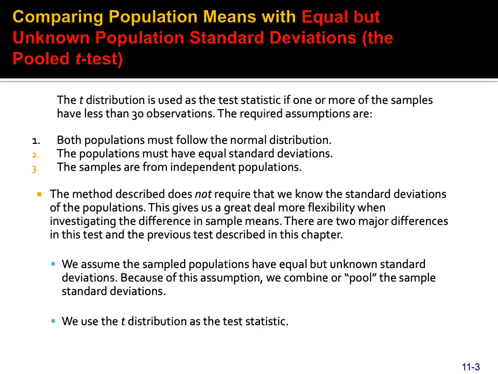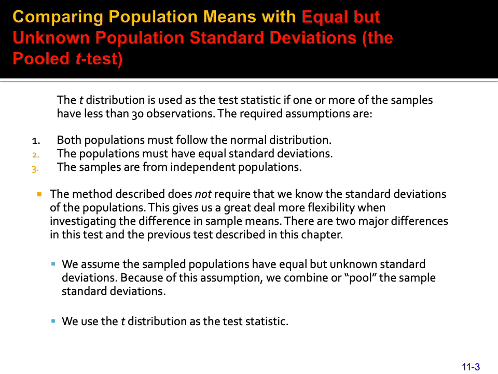Okay, so comparing population means with equal but unknown population standard deviations, again, this is called the pooled t-test. You will not have to distinguish between when the population standard deviations are equal or unequal for this course. However, there is a procedure using something called the F statistic where you actually check statistically to see whether the standard deviations are equal or unequal. So let's read the assumptions of the pooled test.